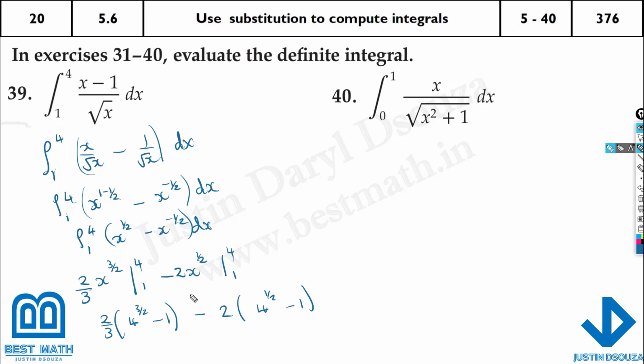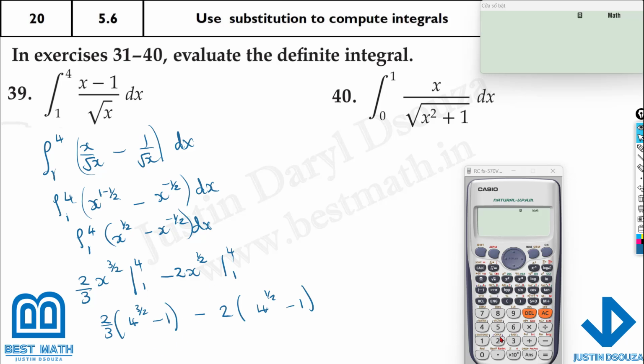Here what happens is, instead of simplifying like that, I'll just put this entirely in the calculator. It'll just save you time. 2 by 3, open the brackets, 4 to the power 3 by 2 or 1.5 minus 1, close the bracket, minus again 2 times, open the bracket. You can write multiply over here, or even if you don't multiply, it's automatically multiplied. It's not squared, it is 1 divided by 2, and it's again minus 1. Close the bracket. The answer is 8 by 3. Directly you get it in the calculator because 8 by 3 is a simple fraction. It'll be shown. So that's the answer.